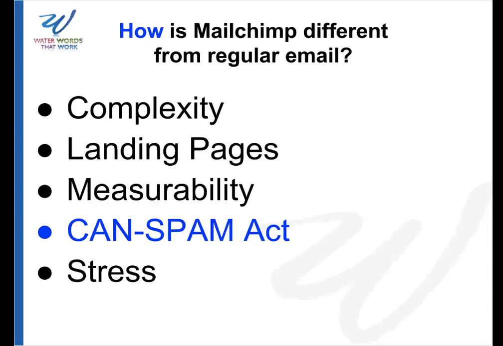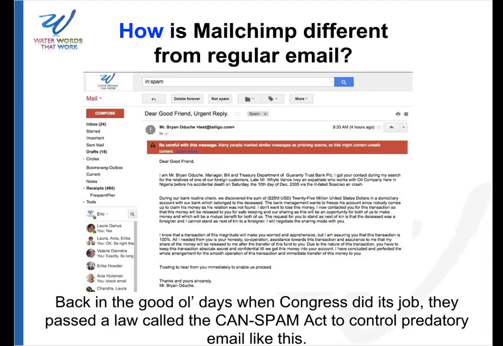The emails that you send out of Mailchimp are subject to the Can-Spam Act. And that's from back in the good old days when Congress actually did its job. They passed a law called the Can-Spam Act to control predatory emails like this one that you see right here. This is an email that I received saying that if I coughed up my personal information, they would send me $25 million.